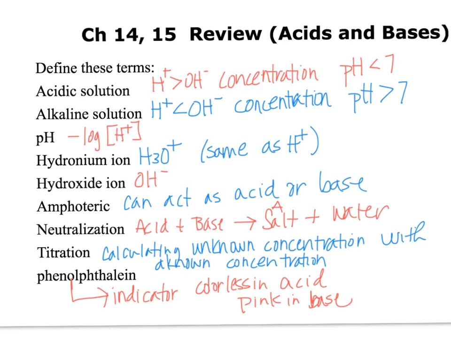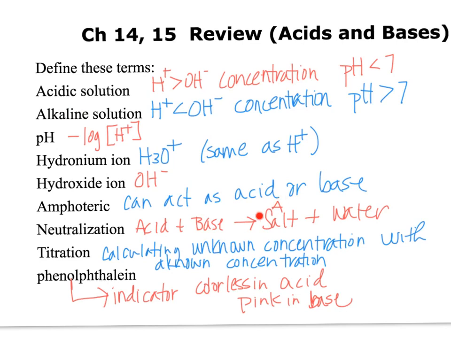If a substance is amphoteric, that means it can act as an acid or a base. And we used a couple of examples in class, but the main example, or the most common example, is actually water, because it can act as an acid or a base depending on what it's reacting with. A neutralization reaction is when you have an acid plus a base and it yields a salt and water.